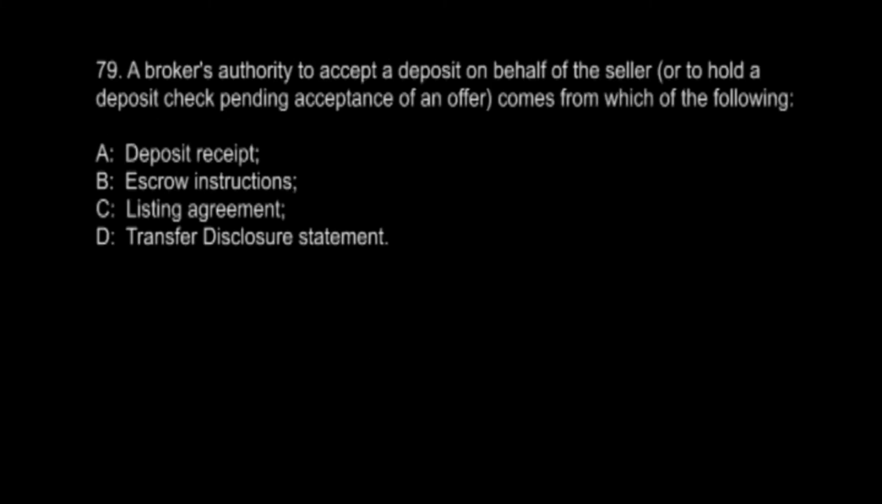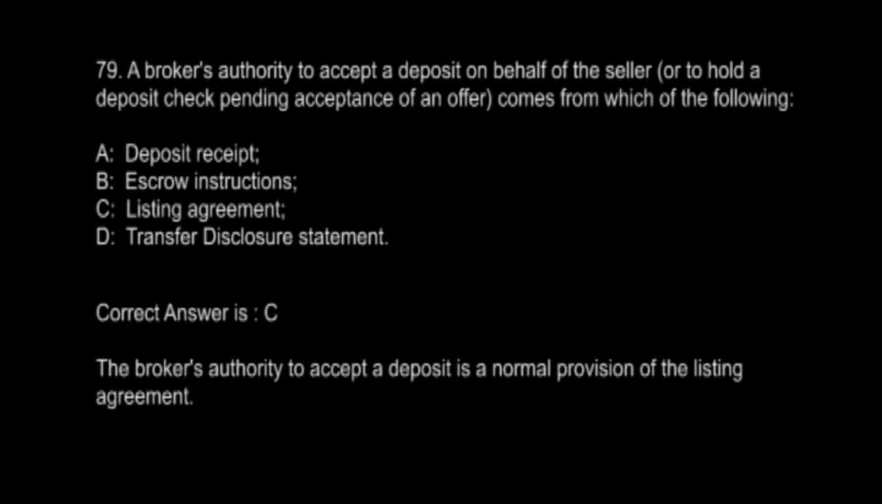79. A broker's authority to accept a deposit on behalf of the seller, or to hold the deposit check pending acceptance of an offer comes from which of the following? A. Deposit receipt, B. Escrow instructions, C. Listing agreement, D. Transfer disclosure statement. Correct answer is C. The broker's authority to accept a deposit is a normal provision of the listing agreement.